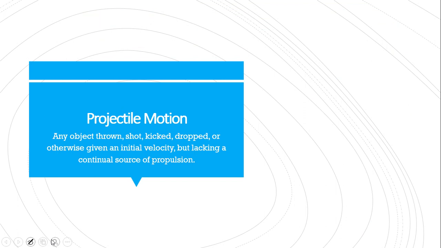So, some applications. Projectile motion obviously has a lot going on if you think about an object being thrown, shot, kicked, dropped, or whatever, given some sort of initial velocity, but it's lacking a continual source of propulsion, so it's not like a jetpack or a plane. Although it's in motion, it's not necessarily a projectile. When we throw things, a parabola is often how we describe it, but we can also think of that as part of a sinusoidal wave.